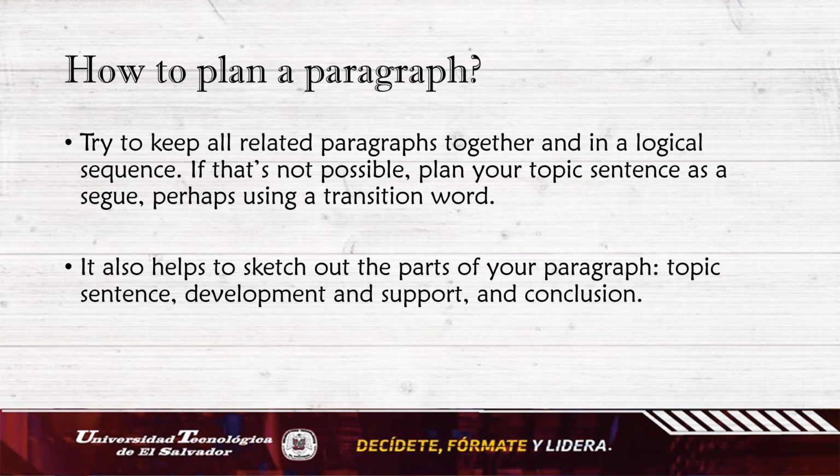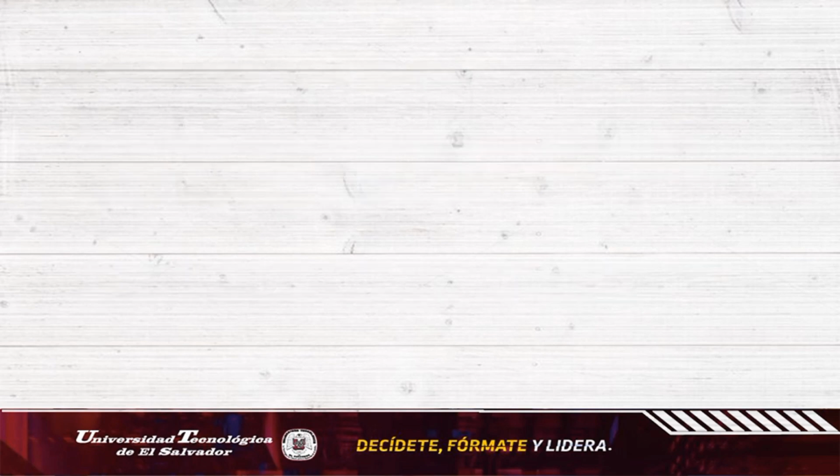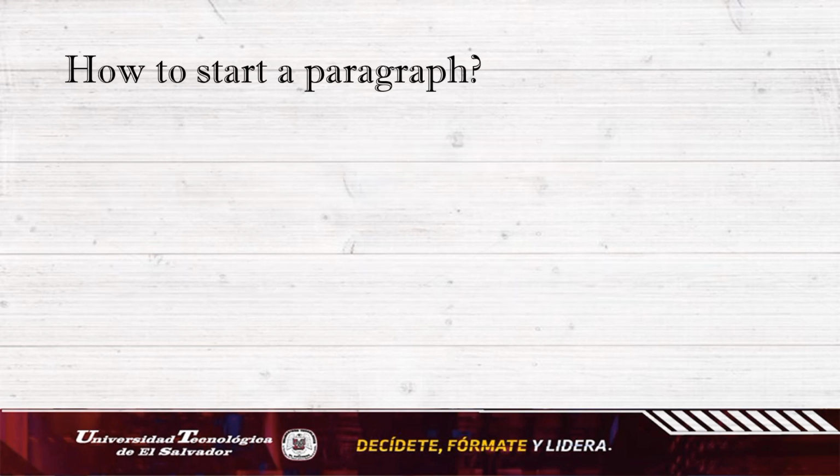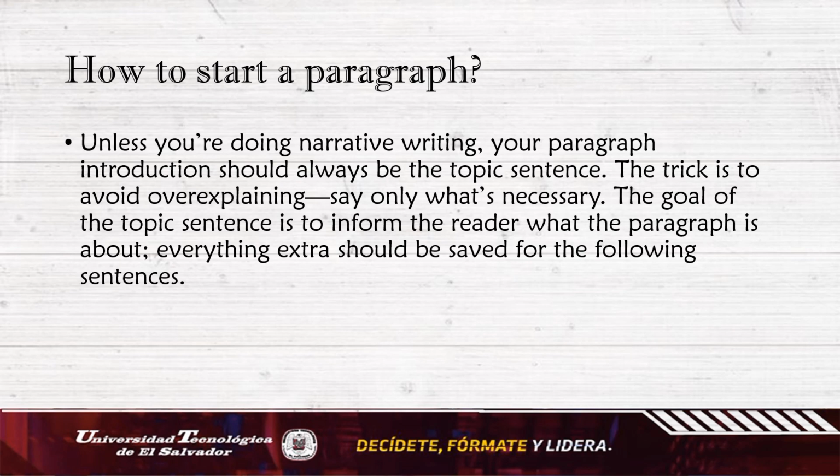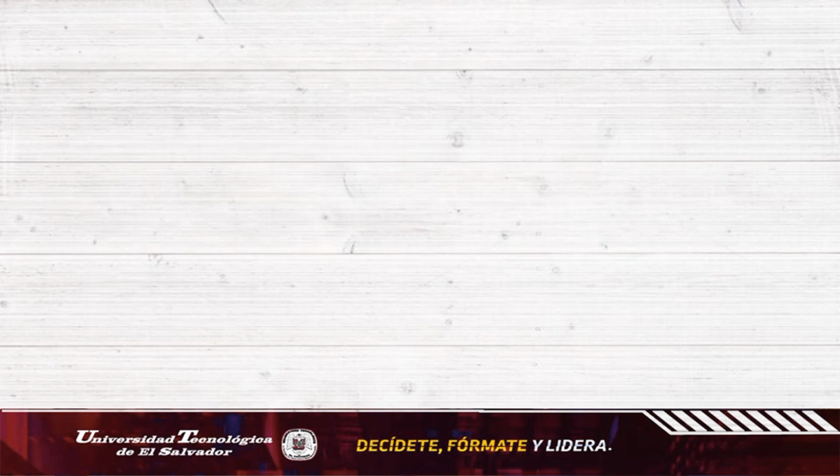It also helps to sketch out the parts of your paragraph: topic sentence, development and support, and conclusion. The more you prepare these parts now, the easier it will be to put them into words later. How to start a paragraph. Unless you're doing narrative writing, your paragraph introduction should always be the topic sentence. The trick is to avoid over-explaining, say only what's necessary. The goal of the topic sentence is to inform the reader what the paragraph is about. Everything extra should be saved for the following sentences.